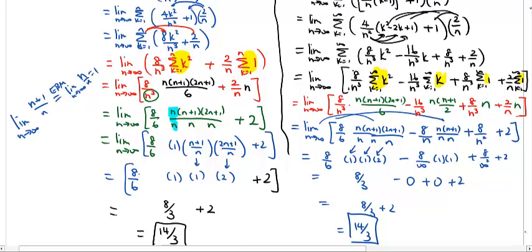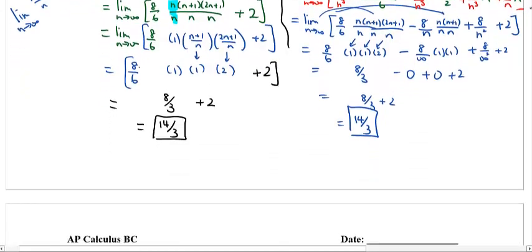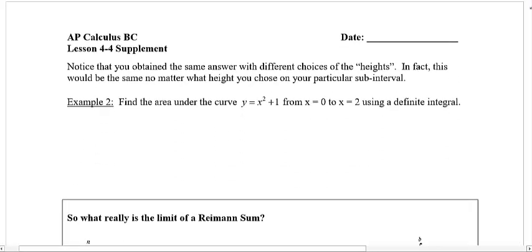And then now for the really big ooh and ah, can you move on to the next page? And I'm going to ask you, notice how you obtain the same answer with different choices of the heights. So in fact, once again, it doesn't matter what height you choose on a particular subinterval, you'll get the same answer as long as you're taking n approaching infinity. Now I'd like you to use your process of finding the definite integral, and can you now go ahead and calculate this for me? Because this is also supposed to represent the area underneath the curve, which is exactly the same as example number 1.